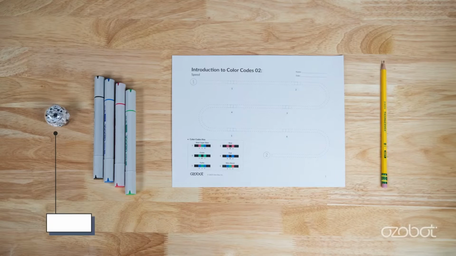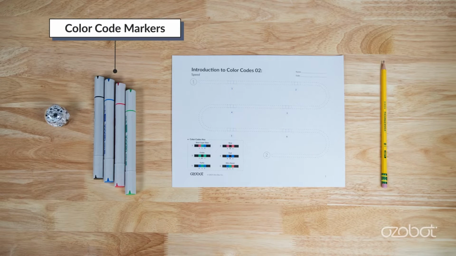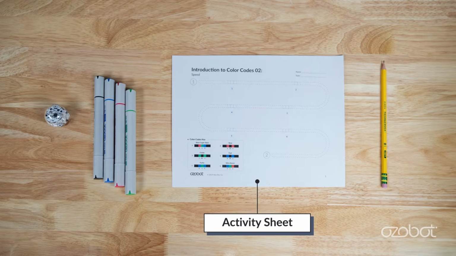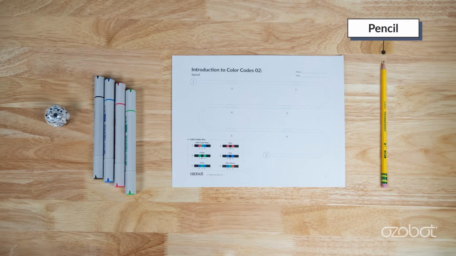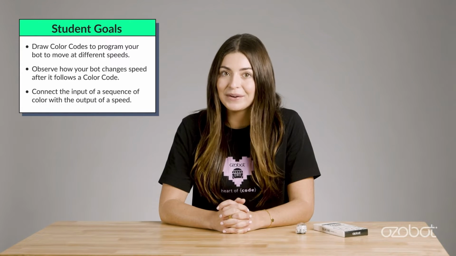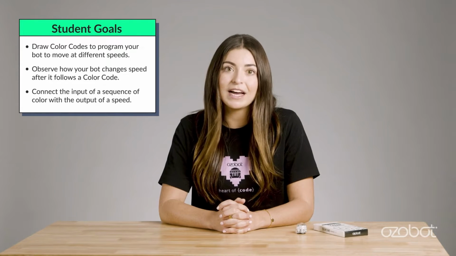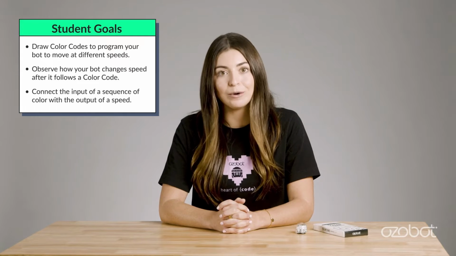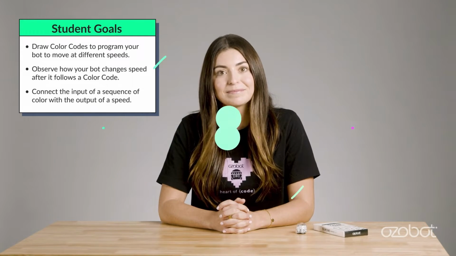You will need an Ozobot fully charged and calibrated, color code markers, the Introduction to Color Codes 2 speed activity sheet, and a pencil. In today's lesson, you will draw color codes to program your bot to move at different speeds. Observe how your bot changes speed after it follows a color code, and connect the input of a sequence of color with the output of the speed.